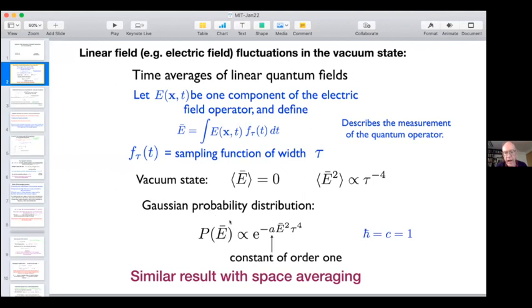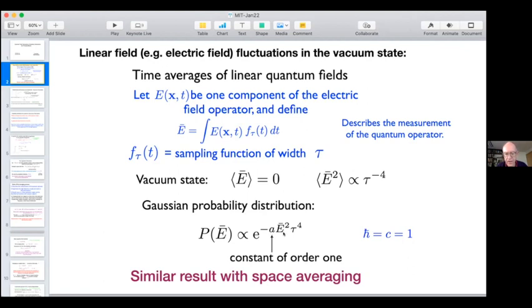It's important to notice that Gaussians arise very, very frequently in probability theory, but for a different reason than here. In random processes, a Gaussian arises when there's no correlation between successive measurements. That's not going to be the case in field theory. Field fluctuations are actually highly correlated. The Gaussian here comes from a completely different place, namely that the ground state wave function of the quantum harmonic oscillator is a Gaussian function.